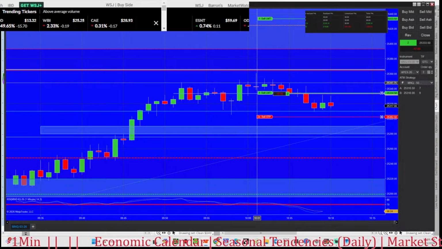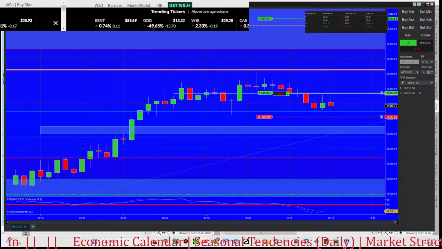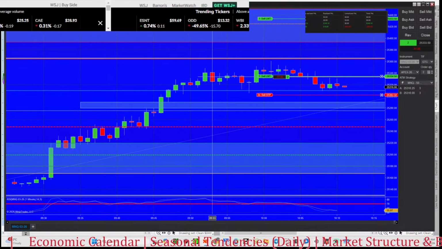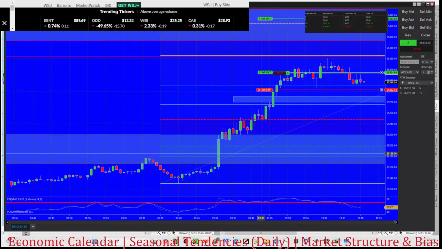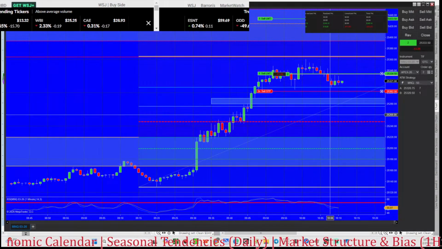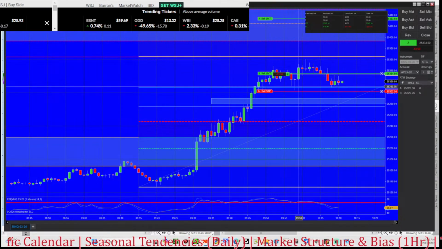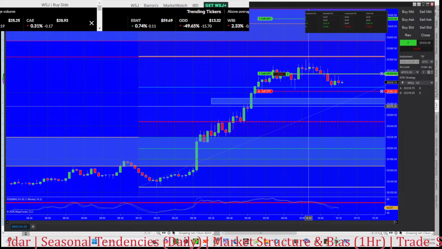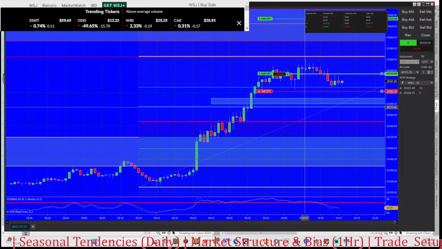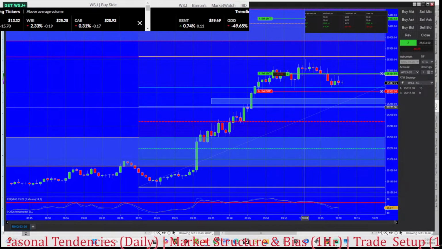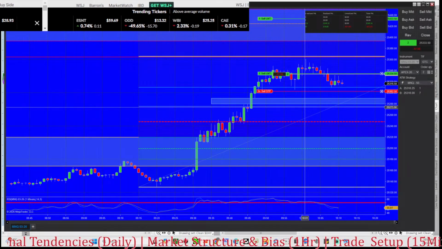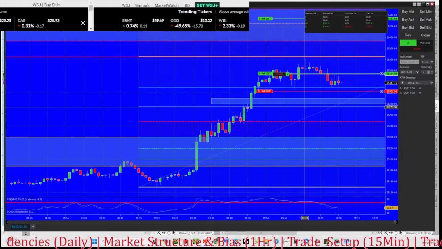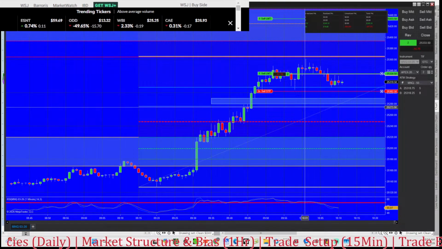I don't think it's done here. I think it's gonna go back up. Yeah, I really don't think it's done. I think more than likely it's gonna go back up and finish this off. Yeah, there's a lot of waiting you have to do to get in, and a lot of waiting for price to do what it needs to do. Nothing exciting here.